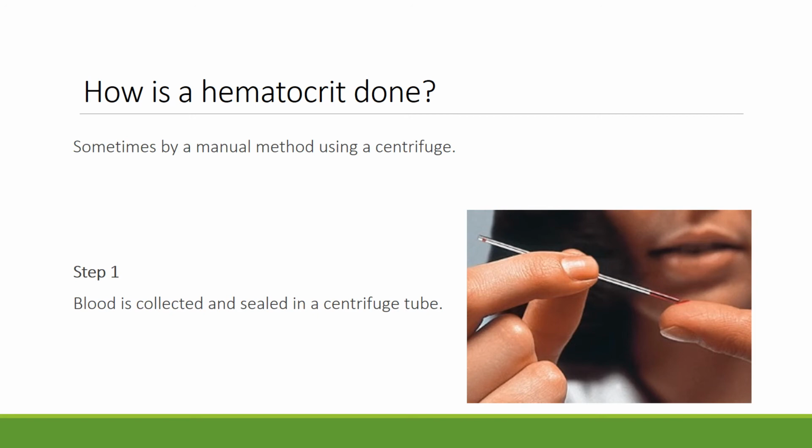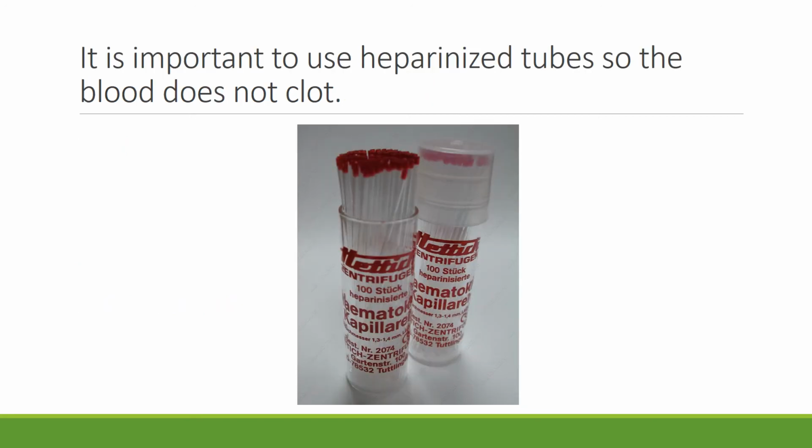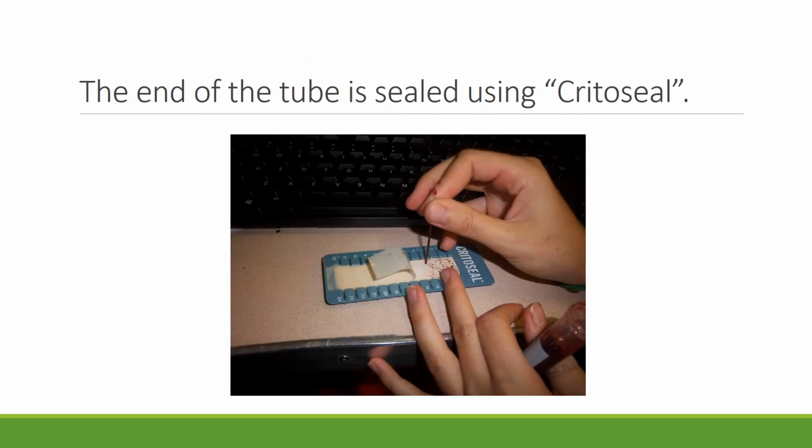Often by a manual method using a centrifuge. The first step is to collect blood in a centrifuge tube and seal the end. When collecting a blood sample using a centrifuge tube, it's important to use heparinized tubes so the blood does not clot. It is important to seal the end of the tube with Critoseal so that the blood does not come out in the centrifuge.